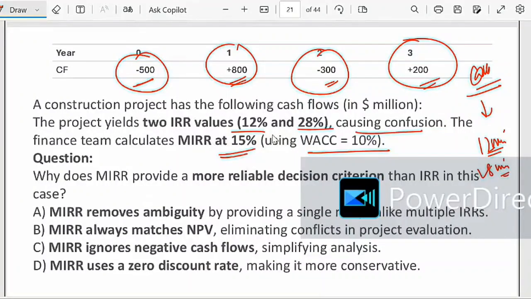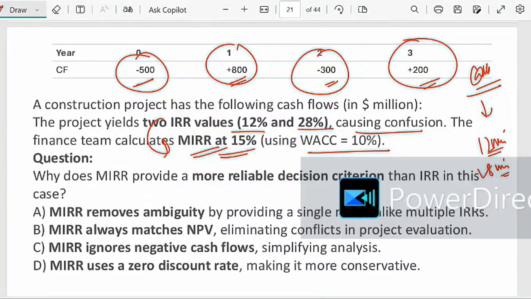So that is where MIRR steps in, like your trusted grandma's recipe. MIRR says, don't worry, I have considered everything: inflation, reinvestment, cost, and here is one solid answer you can rely on. So can you tell me what is the main advantage of MIRR? Is it A, B, C, or D? Just waiting for your response. What is the main advantage of MIRR? Why is MIRR a more reliable decision criterion? What do you think is the answer?